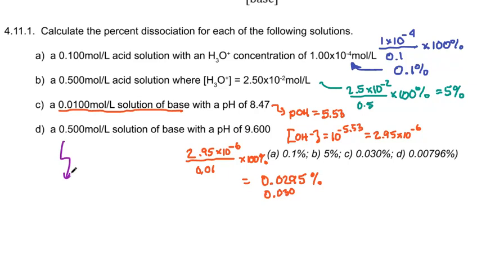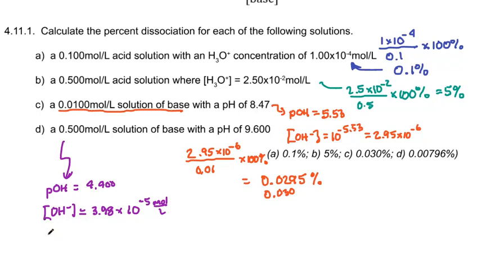What do we have for D? D is the same trap as C. They tell us the quantity of a base, and then they tell us the amount of pH, which is an acid measure. So again, if pH is 9.6, the pOH is 14 minus 9.6, which is 4.4. Our hydroxide concentration then would be 10 to the minus 4.4, 3.98 times 10 to the minus 5 moles per liter.